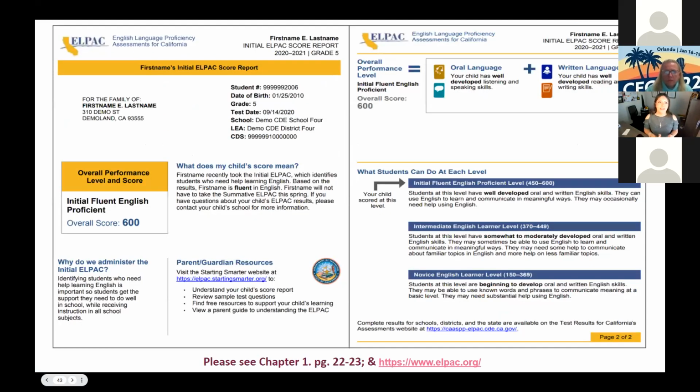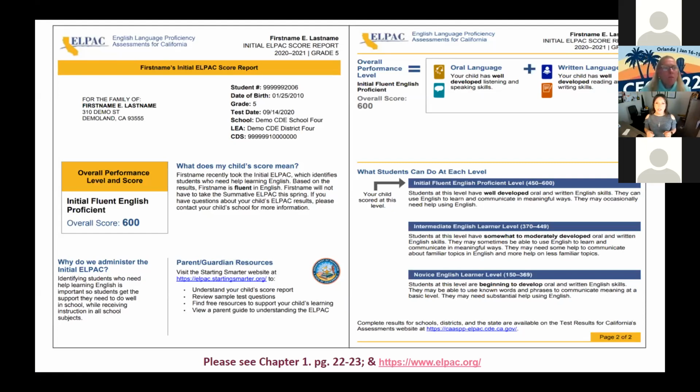Which takes us to, well, okay, that's great. You're giving me all of these performance levels, but where do I see what this looks like? Where can I get this information? Well, the student score report is a great way to start. The image you're seeing right now is a sample student score report for the initial LPAC. And we can see that this individual sample student scored at the overall score 600, which makes him initial fluent English proficient, IFEP, therefore not an English learner.